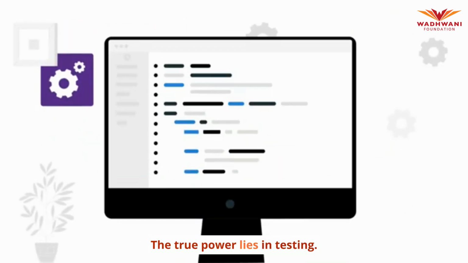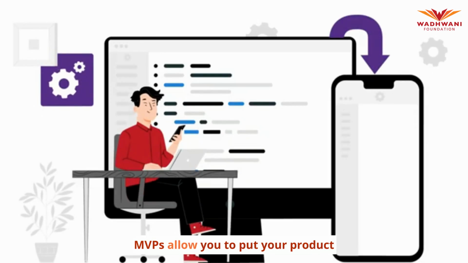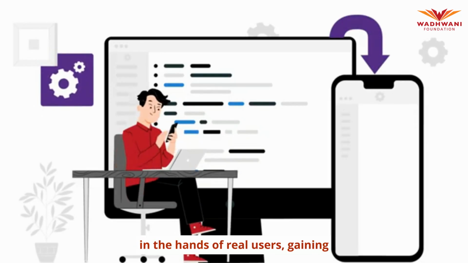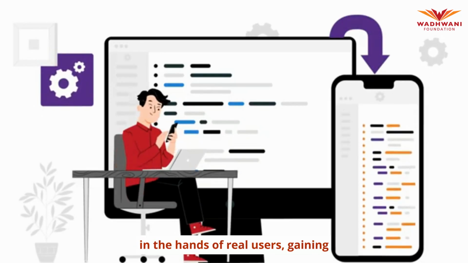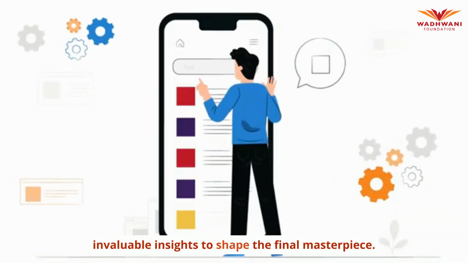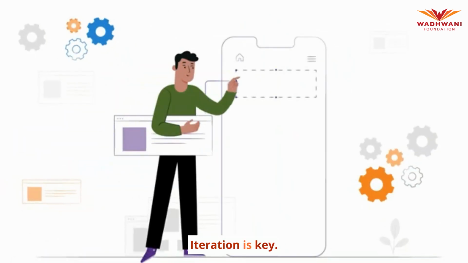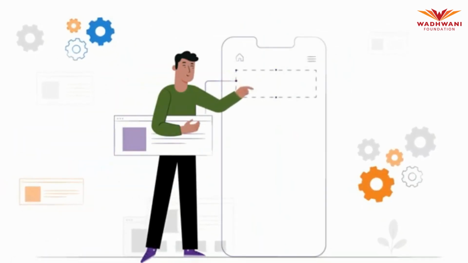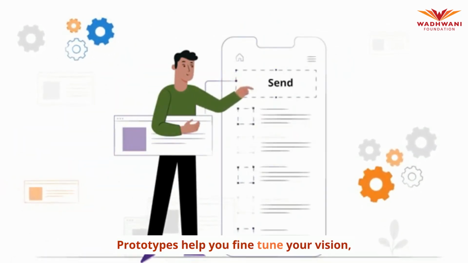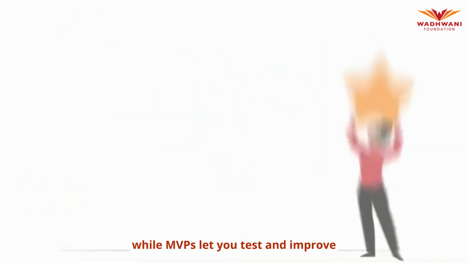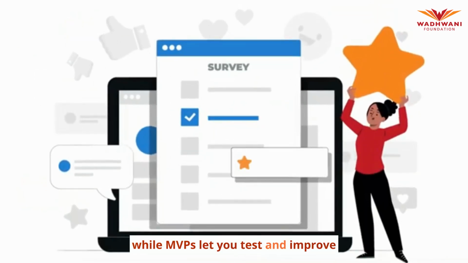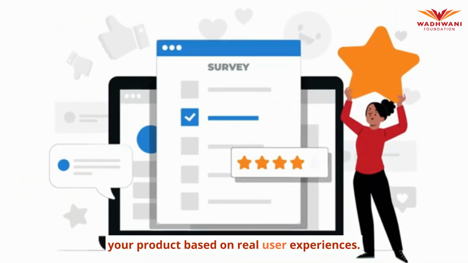The true power lies in testing. MVPs allow you to put your product in the hands of real users, gaining invaluable insights to shape the final masterpiece. Iteration is key. Prototypes help you fine-tune your vision, while MVPs let you test and improve your product based on real user experiences.